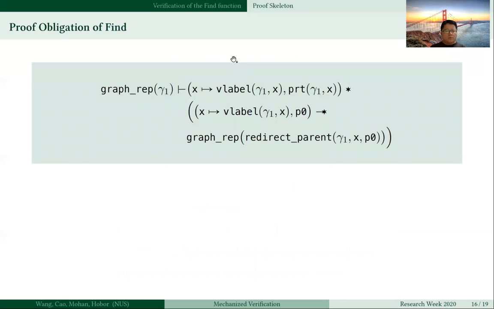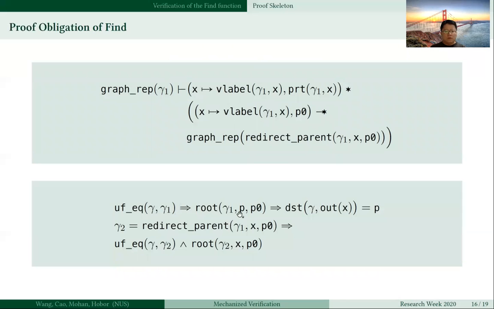This leaves two proof obligations. One is the RAMIFY obligation. The second one is a mathematical inference. This spatial inference can be solved with the help of our spatial graph library, and this pure reasoning can be solved with the help of our mathematical graph library.